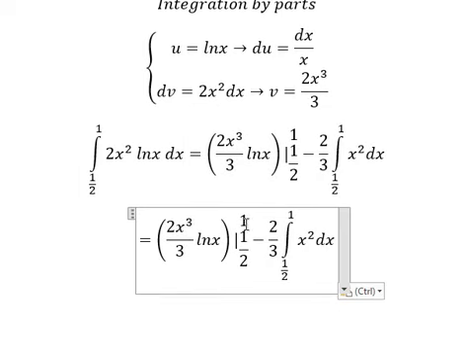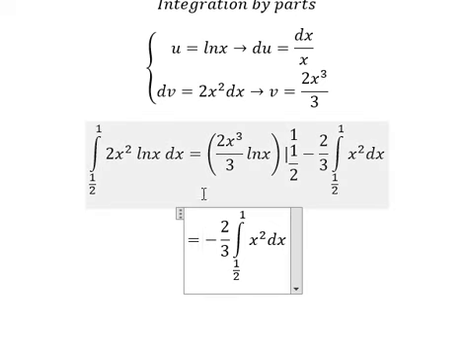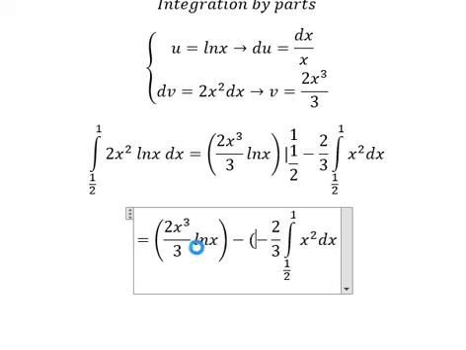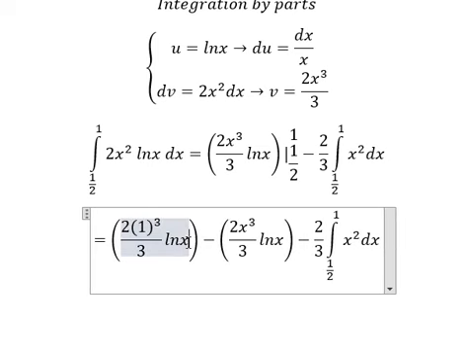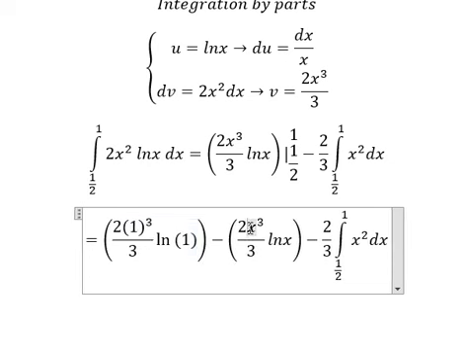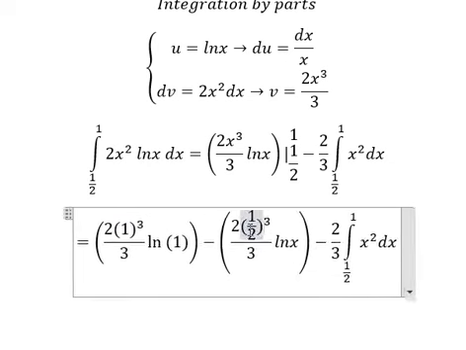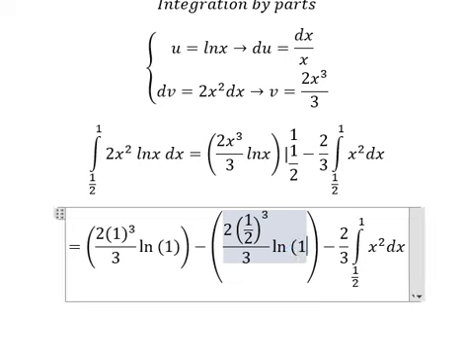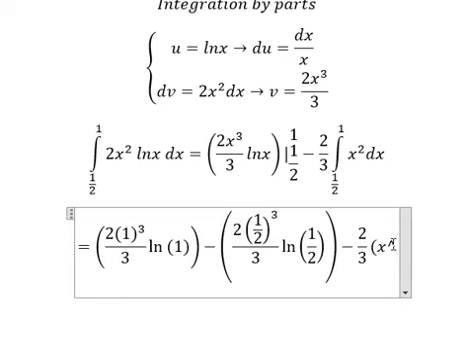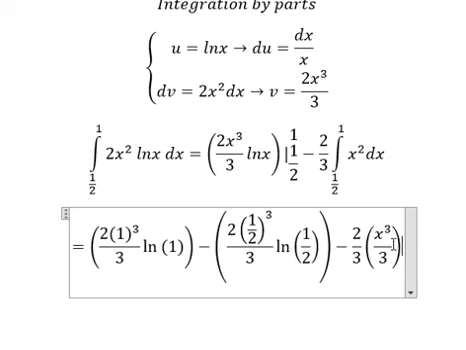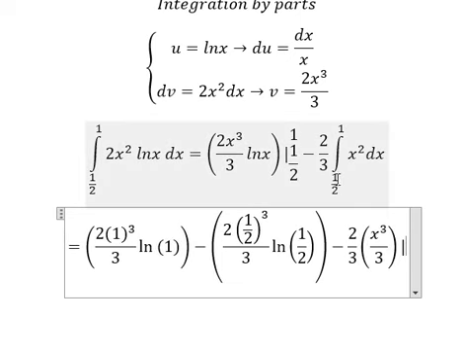We put number 1 in here, 1 over 2 in here. So we have the final answer. This one is about s to the power of 3 over 3. And then we put the bounds from 1 over 2 to number 1.